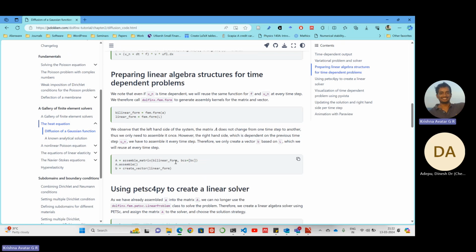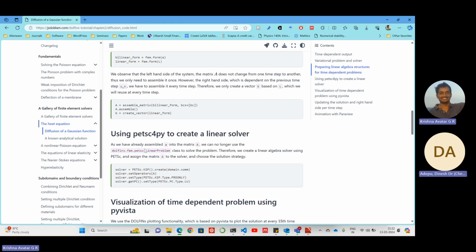So we are assembling the matrix, giving the bilinear form, and then A.assemble, we are assembling it. And B is equal to create vector linear form. So for the first time, this is what we are doing. We are just creating a vector linear form.